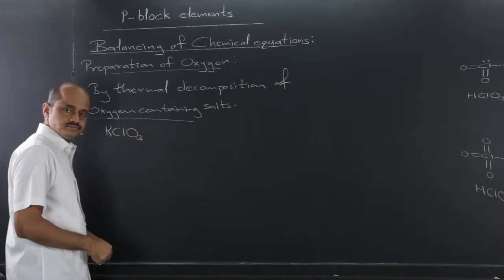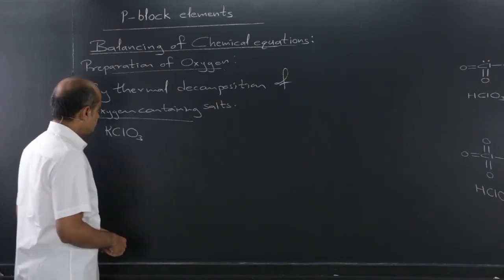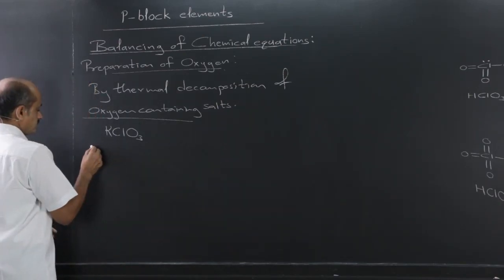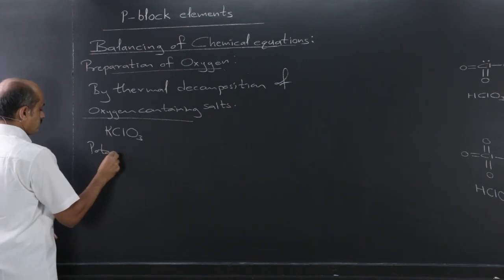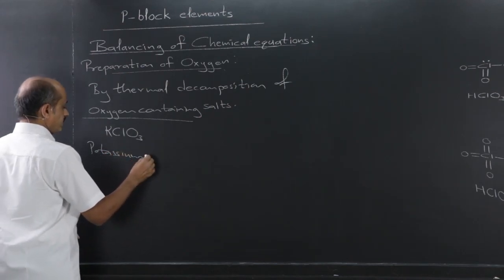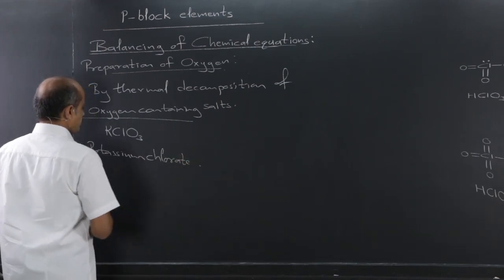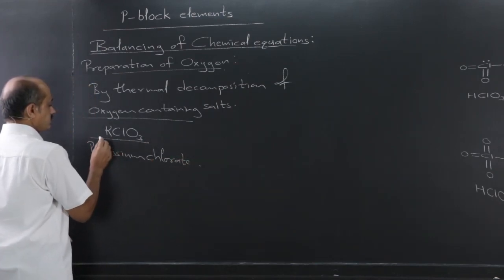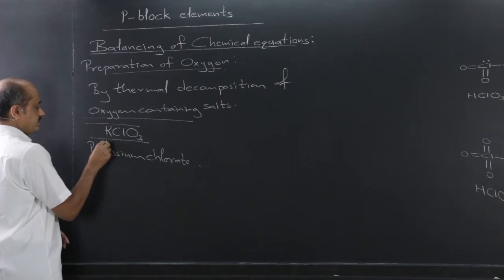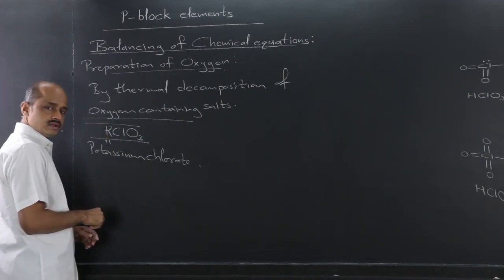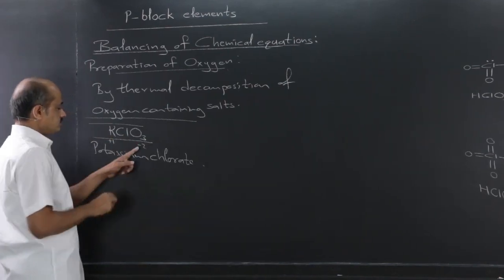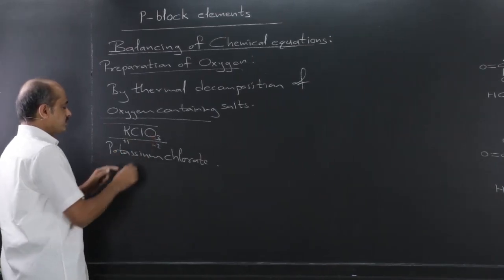KClO3. KClO3, that is potassium chlorate. Now, the oxidation number of chlorine, if potassium is +1, in compounds oxygen is -2, such 3 are there. So, -6 + 1, it is +5.